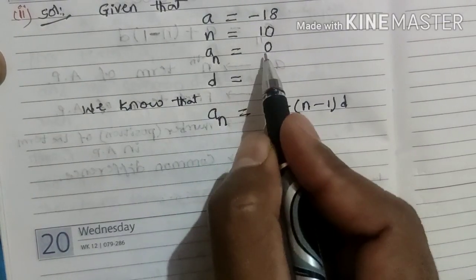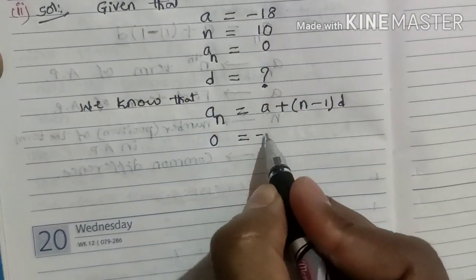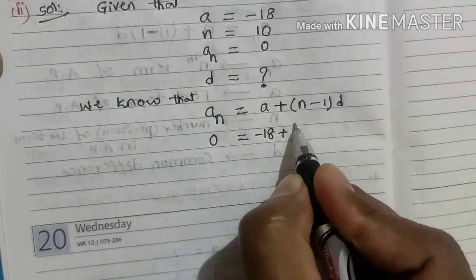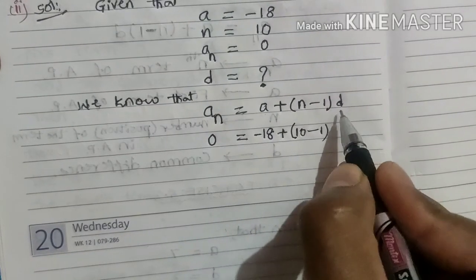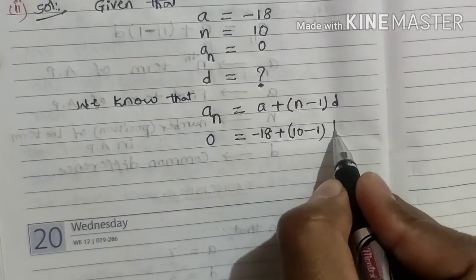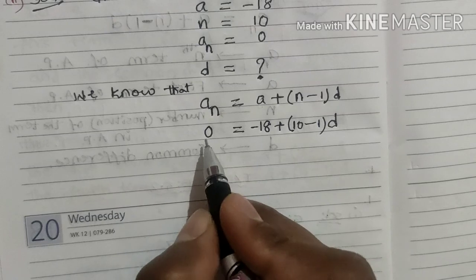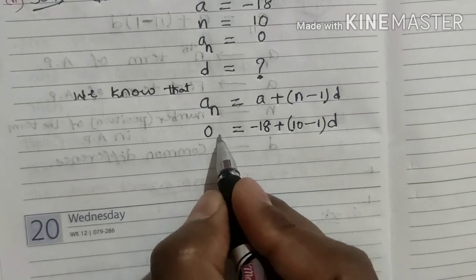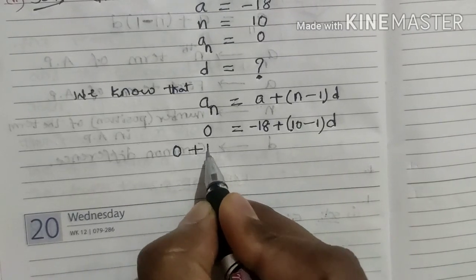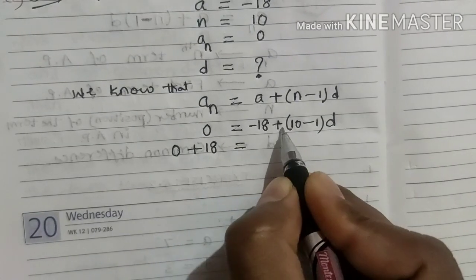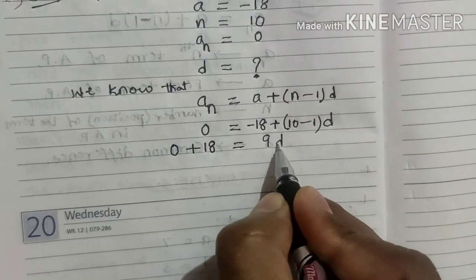This formula should be with you, then we can easily solve this question. a_n, what is a_n? a_n is 0. So instead of a_n you can write 0 is equal to a. What is the a value? Minus 18 plus, in bracket, n minus 1. n value is 10, so you can write 10 minus 1 into d. The d value you don't know, that is why you write d as it is.